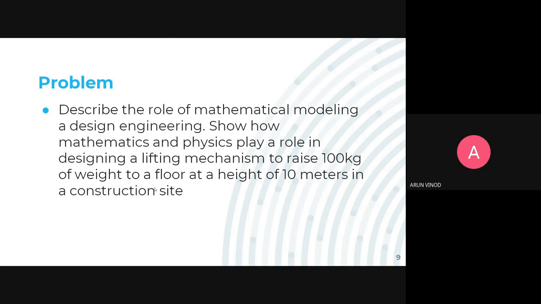What will be the required power to lift this particular object, which has 100 kilograms of weight? Let us discuss that in detail in the next class. I'll give you the PPT, so please try it out.